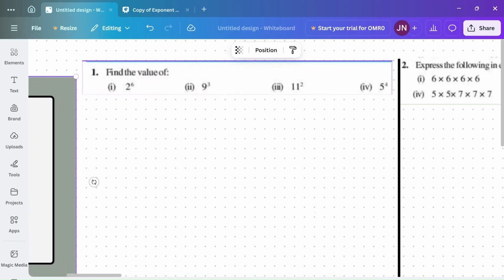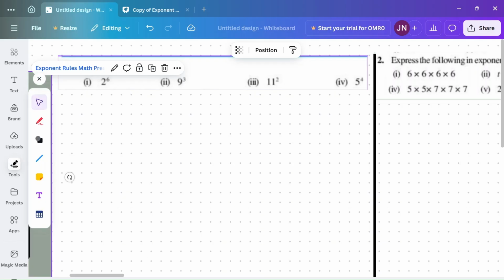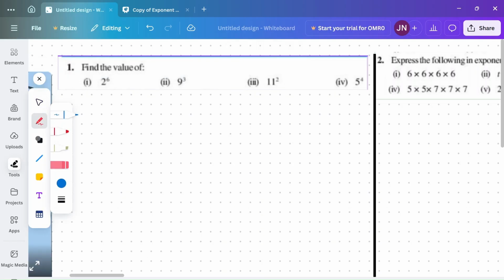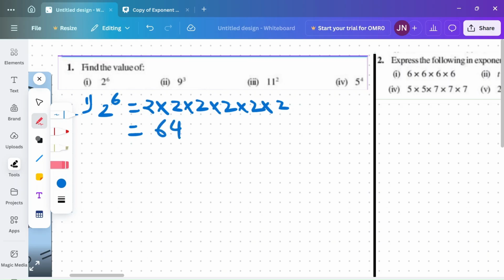Now, the first question, find the value of 2 raised to the power 6. Now, how are you going to write it? So 2 raised to the power 6, what they're asking you to do is write down the number in the expanded form. Now, expanded form of this would be 2 times 2 times 2, 6 times, and then multiply them. So what you'll get? 2 2s are 4, 4 2s are 8, 8 2s are 16, 32 times 2, then how much is that? 64, right?